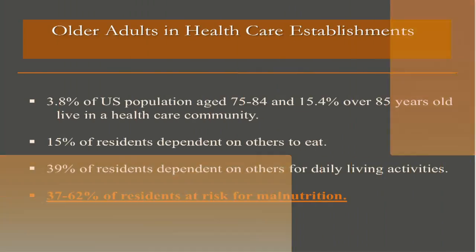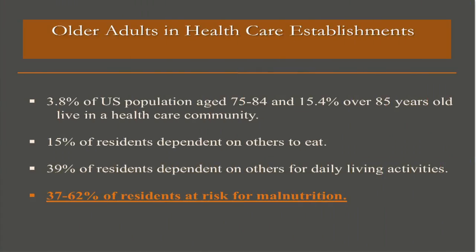Let's look at statistics on elderly that are at high risk for malnutrition. In the United States, 3.8% of the population aged 75 to 84 and 15.4% over 85 years old live in healthcare communities. 15% of this group depends on others to eat. 39% of residents depend on others for daily living activities.